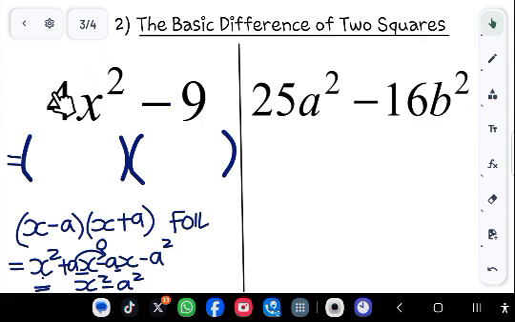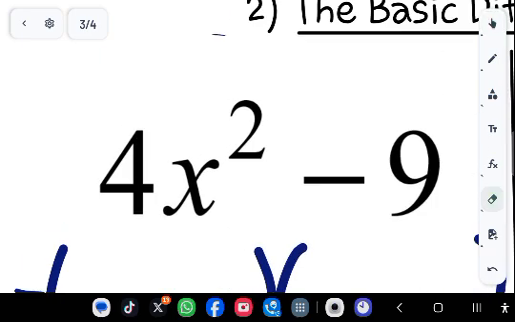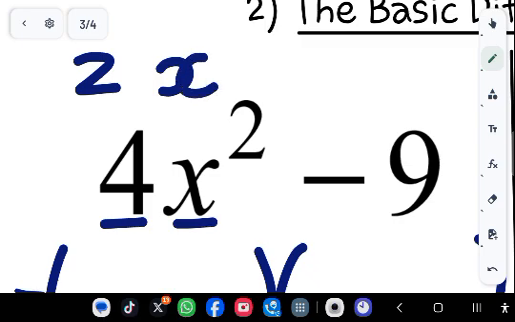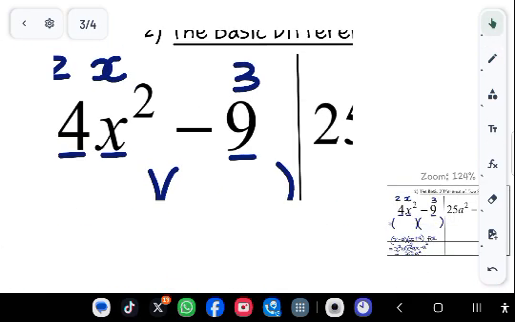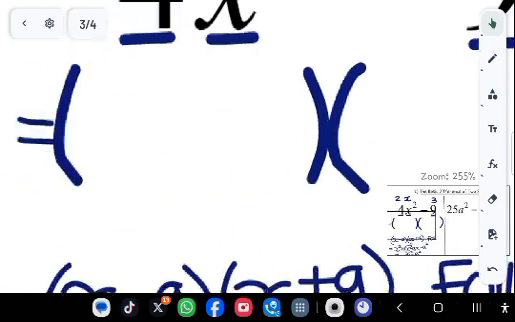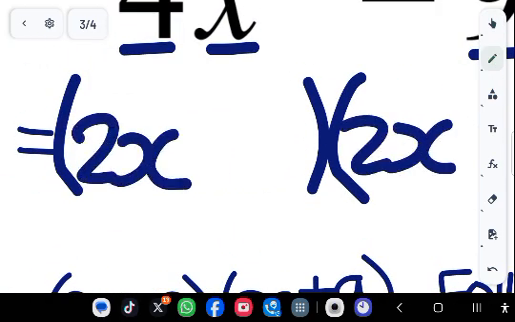What is this? The square root of 4x squared is the combination of the square root of 4, that is 2, and the square root of x squared, which is x. So that is the square root of 4x squared. And the square root of 9 is simply 3. So what you do in the first terms of each bracket, you put the square root of the first term, which is 2x in this case.